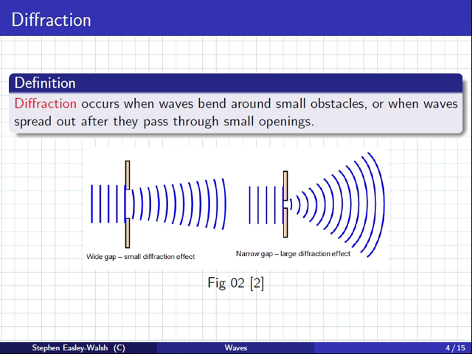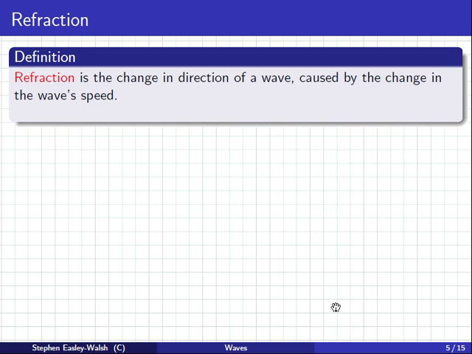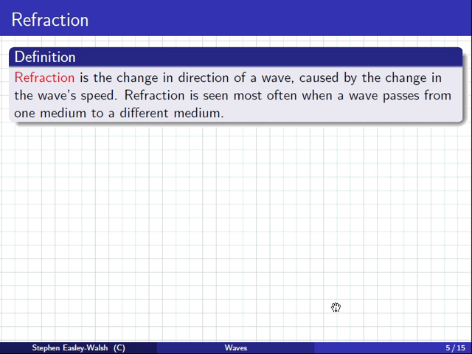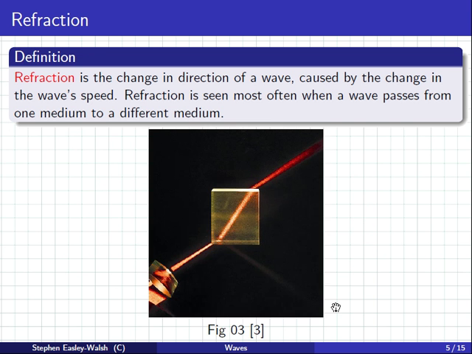Does anyone know refraction? No, it's the one I was talking about when you enter another medium. What happens? It's like with rainbows. The angle changes. They get bent. So, refraction is the change in direction of a wave caused by the change in the wave's speed. Refraction is seen most often when a wave passes from one medium to a different medium. And here is an example.